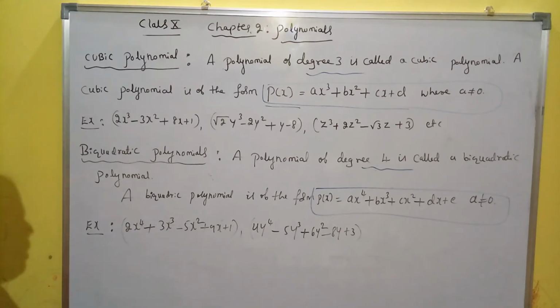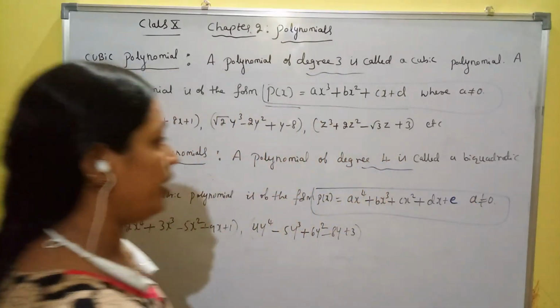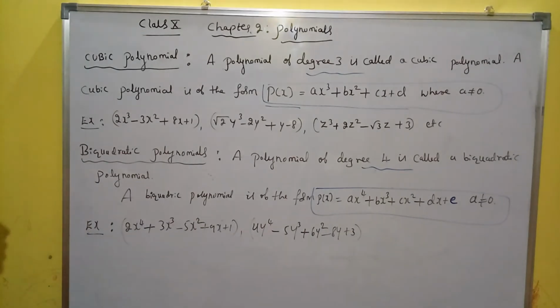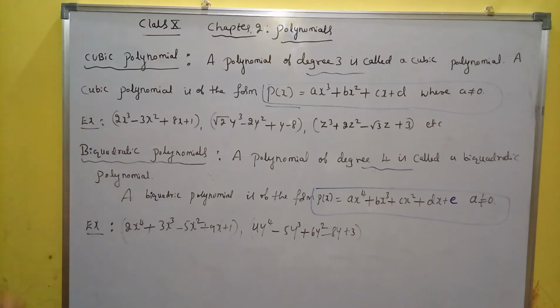2x⁴ + 3x³ - 5x² + 9x. You can see the examples written. ax⁴ + bx³ + cx² + dx + e. Here the power gives the degree of the polynomial. This is a biquadratic polynomial whose power is 4. The power of the polynomial is the power or degree, both we can say.